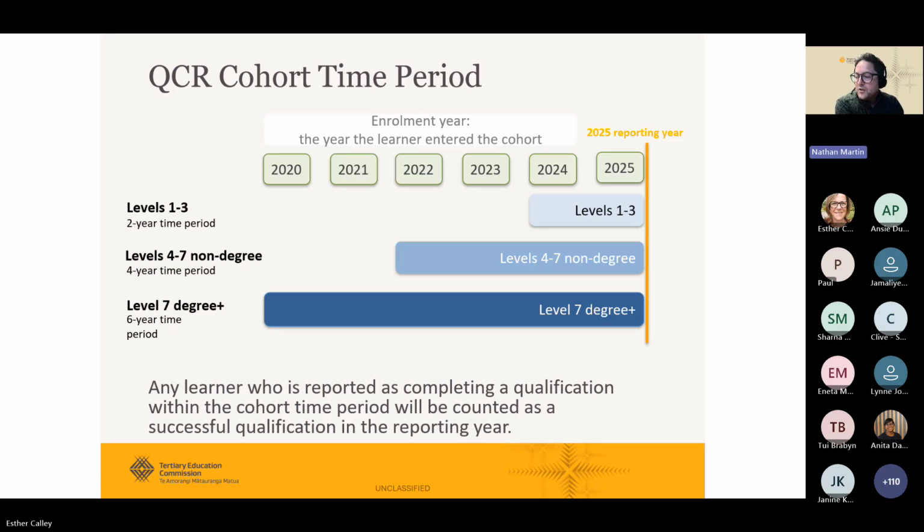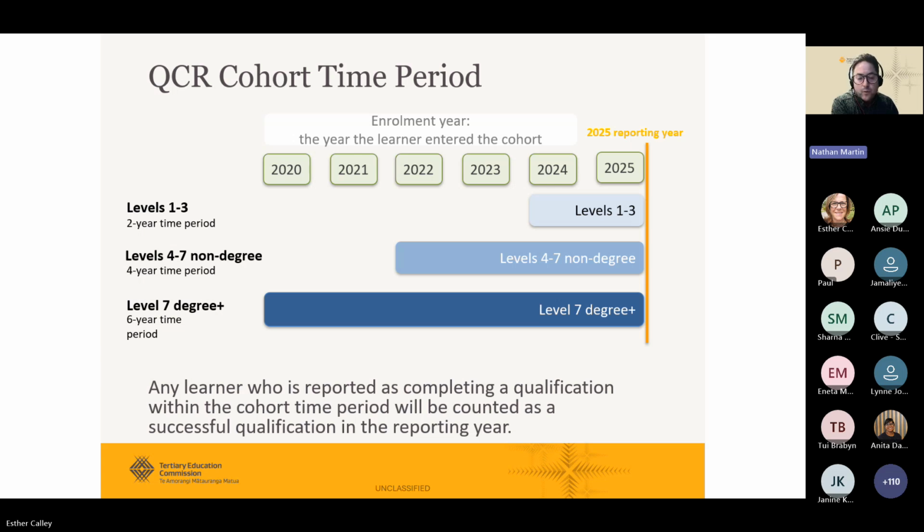This slide shows how the starting cohorts work for the 2025 reporting year, depending on the intended qualification level. The period for measuring qualification completions differs by NZQCF level. For levels 1 to 3, it is a 2-year time period. For levels 4 to 7 non-degree, it is a 4-year time period, and for level 7 degree and above, it is a 6-year time period. Any learner who is reported as completing a qualification within the cohort time period will be counted as a successful completion in the reporting year.